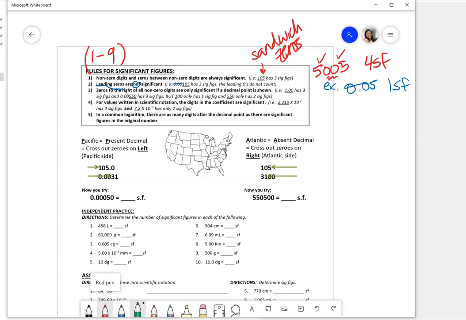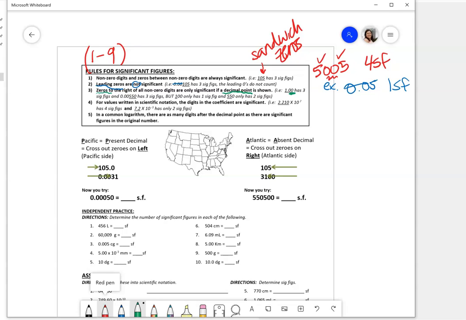Rule number 3, zeros to the right of all non-zero digits are only significant if a decimal point is shown. So here the example is 1.00. Those two zeros count because they're after your decimal point. So that has a total of 3 significant figures.